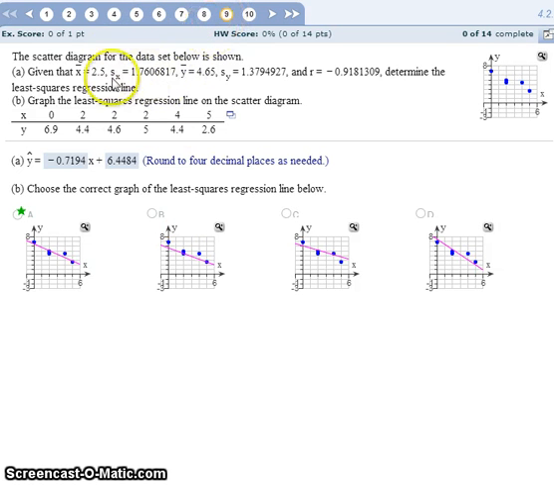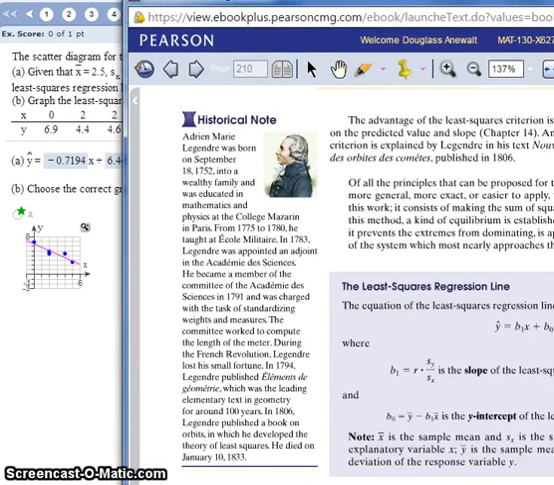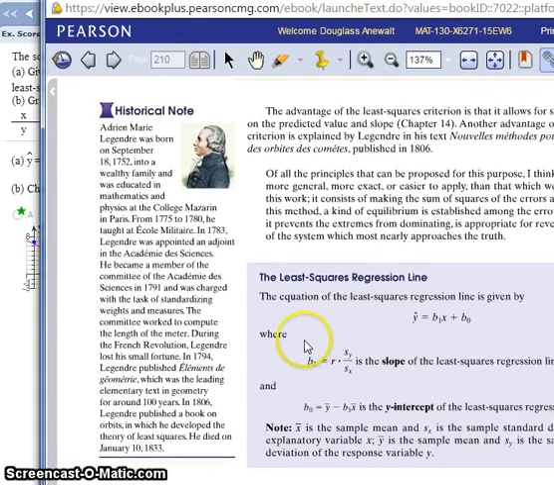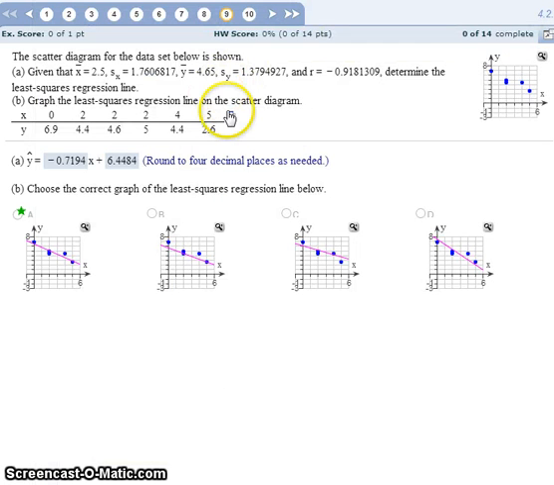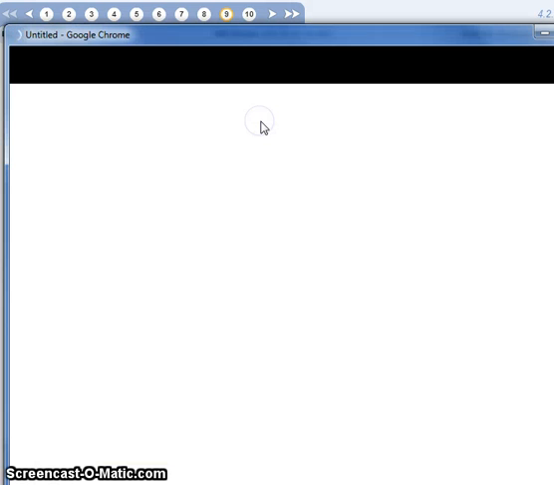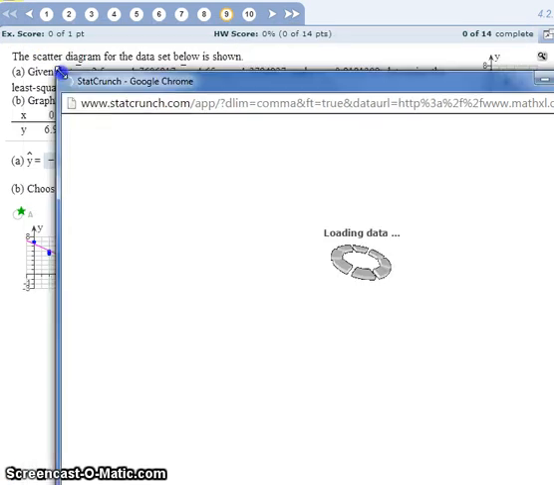For number 9, we're given a bunch of information about the data set. And if you look in your textbook on page 210, you can use that information given to find the slope and the y-intercept, and then you can figure out the least squares regression line. So plug in those values that are given and calculate that. But then check your work, and you can use StatCrunch to do that.